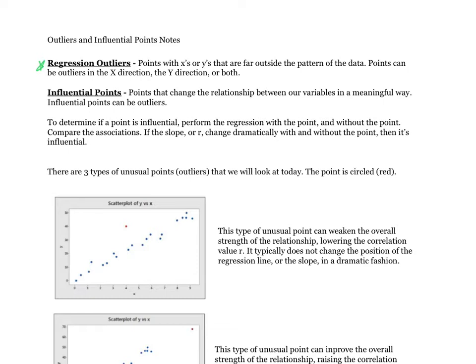So basically it would require you to do two regressions and then compare the results with and without the point that you think might be an outlier. There are three types of unusual points or outliers that we will look at. The point is circled and it's in red on the screen.